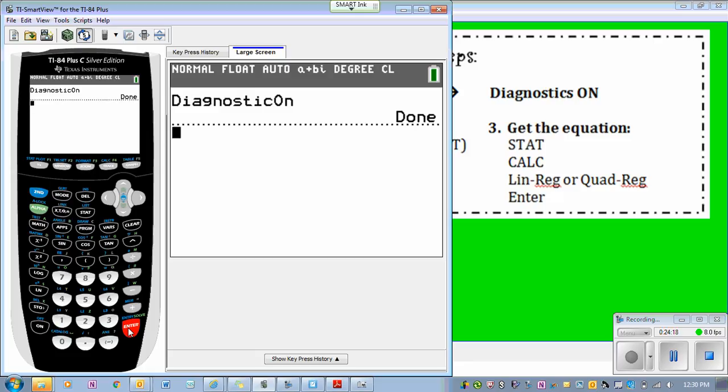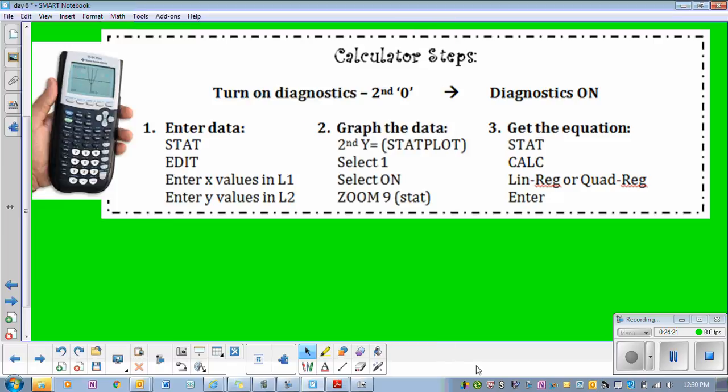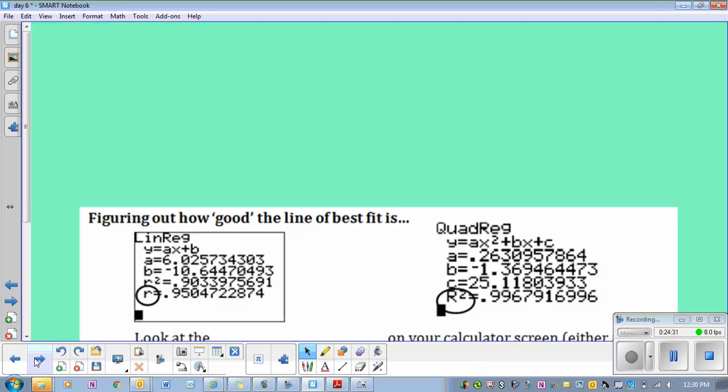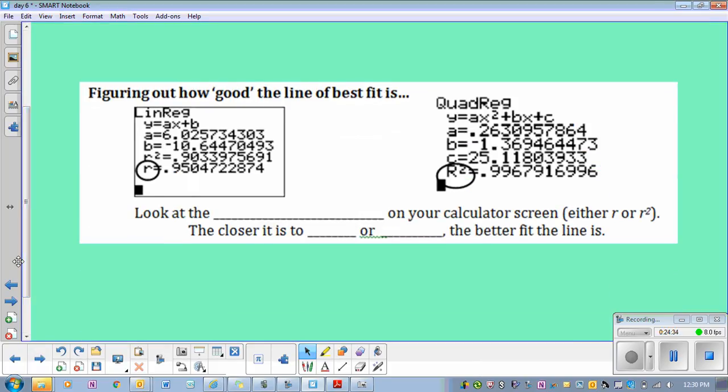All right. So here are the directions for putting in your data, graphing it, getting the equation, and so on. But instead of going over those, we're going to actually start doing the problems, and then you'll be able to see it a little bit better. Cool. All right, so figuring out how good the line of best fit is. This is what you're basically doing. You're taking data and finding out if it's a quadratic or a linear and getting the equation.